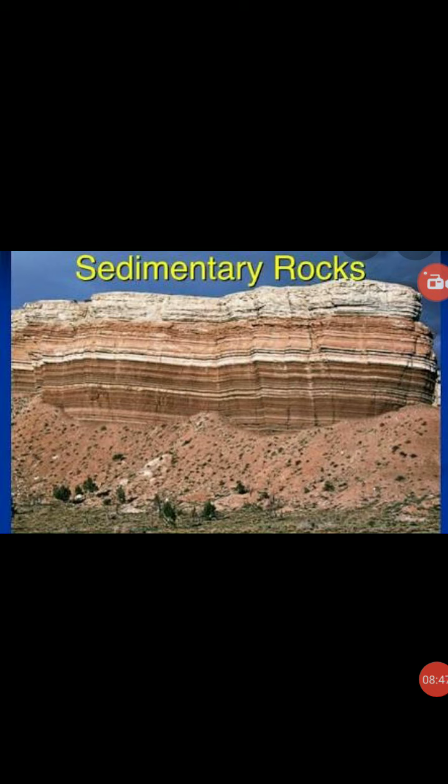Structures. There are many structures like stratification, lamination, cross bedding or current bedding, graded bedding, ripple marks, and mud cracks. So these are the different types of structures that come under the sedimentary formations. In the next session, I'll explain in detail about the structures that come under sedimentary rocks.